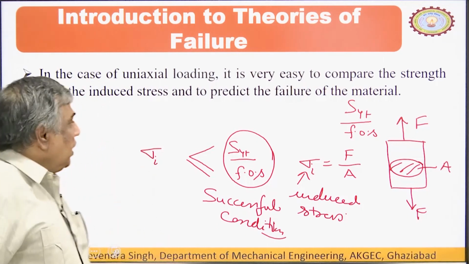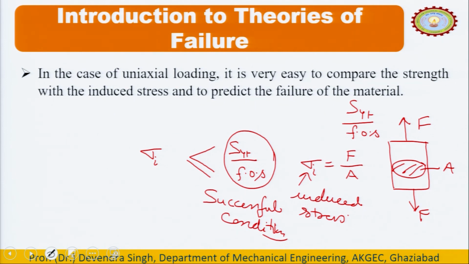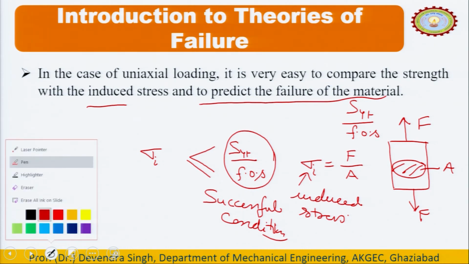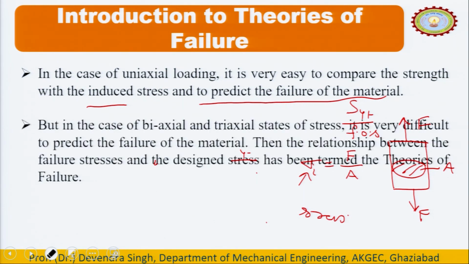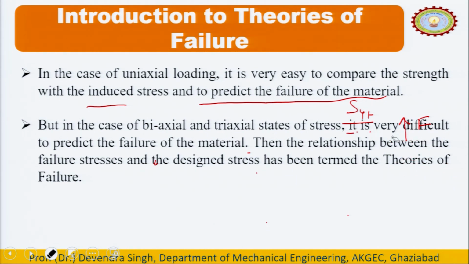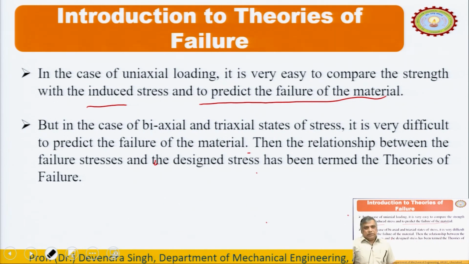So, what are the theories of failure? In the case of uniaxial loading, it is very easy to compare the strength with the induced stress and to predict the failure of the material. This is what I have discussed here. But in case of biaxial or triaxial stress, it is very difficult. So, we have to move to some other region, and here we will consider the principal stresses and their relationship with the strength.